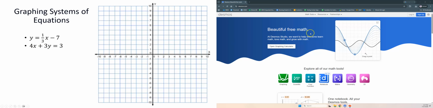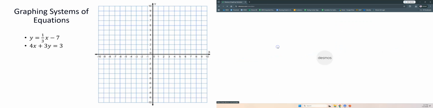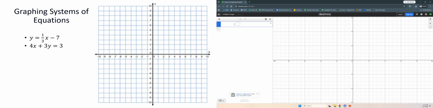Now I'm going to come over here to Desmos. You just go to desmos.com. This will be the best way for you to do this. If you have a different preference for the way you graph with technology, that's fine, but you'll have access to this at all times. So we're going to open the graphing calculator. And here in our first box, we're just going to type in exactly how it gives it to us: y equals 1/3 x minus 7.